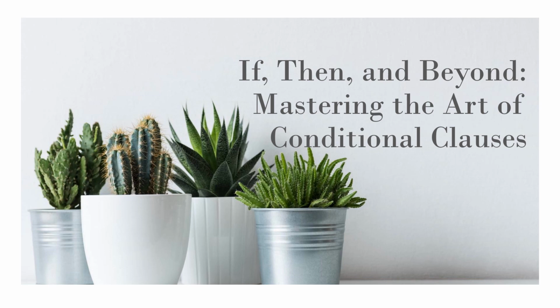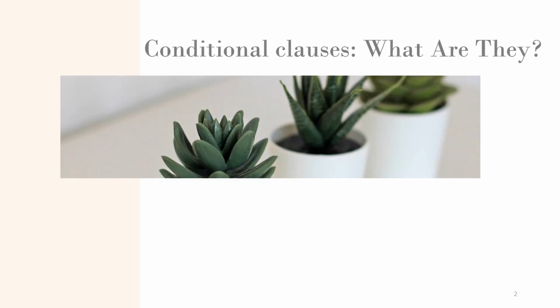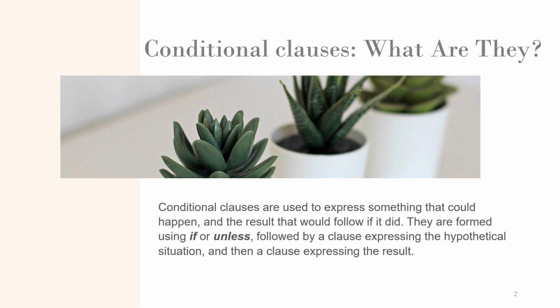Today I will be discussing how to use conditional clauses to express hypothetical situations and their outcomes. Let's get started. Conditional clauses, what are they? Conditional clauses are used to express something that could happen and the result that would follow if it did. They are formed by using if or unless, followed by a clause expressing the hypothetical situation, and then a clause expressing the result. There are several types of conditional clauses in English, each with its own specific structure and usage.